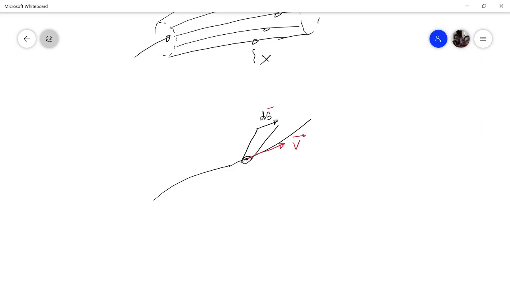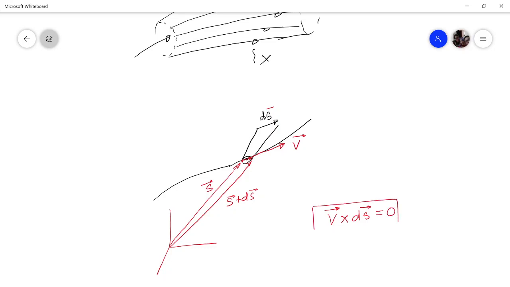If you consider these two points and this is your coordinate, then this is your s vector, the position vector, and this is your s vector plus ds vector, so that this displacement becomes ds. So this ds vector and v vector are both parallel, and if two vectors are parallel, then their cross product will always be zero. Therefore the vectorial form of streamline is v cross ds is zero.